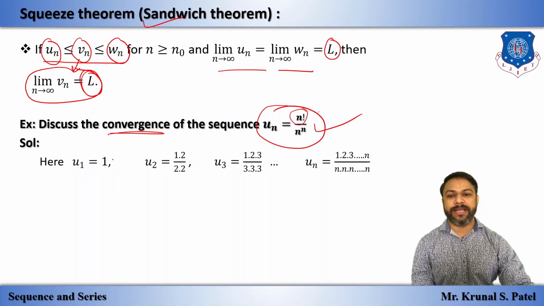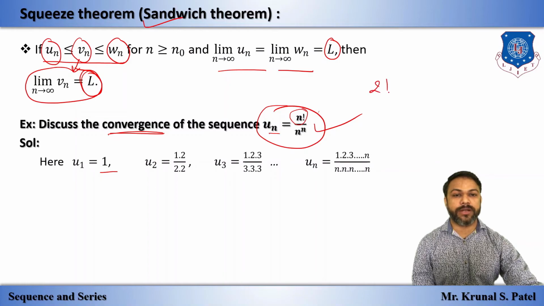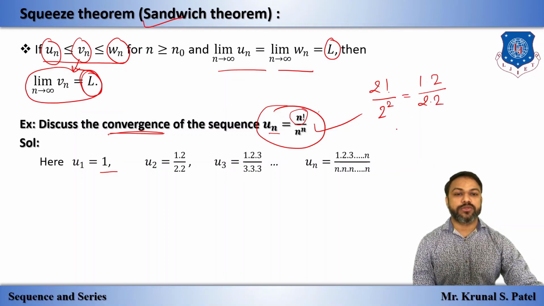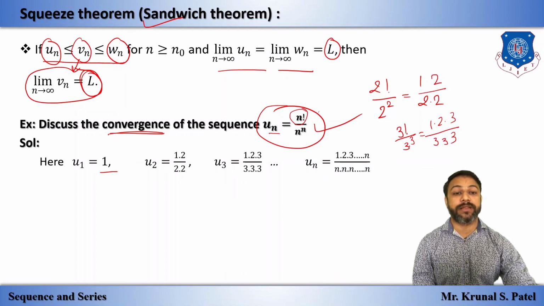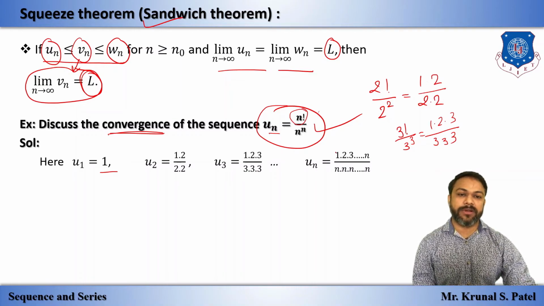Okay, so first we have this un, and if we put 1, 2, 3 up to the nth term, we have: if we put n equal to 1, 1 factorial over 1 raised to 1 is 1. If we put 2, 2 factorial divided by 2 raised to 2, this gives 1 into 2 over 2 into 2. If we put 3, 3 factorial divided by 3 raised to 3, that means 1 into 2 into 3 divided by 3 into 3 into 3. And up to the nth term, n factorial, 1 into 2 into 3 up to n, over n into n into n, n times.